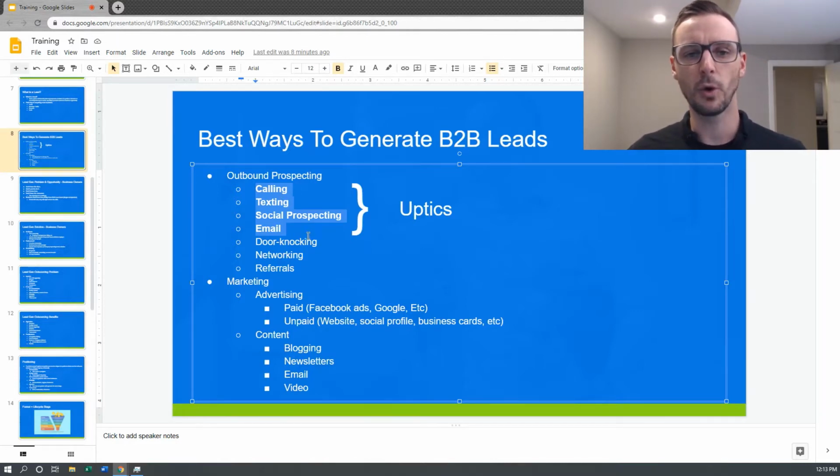So those are the four ways, and these are the best ways if you're on a limited budget and don't have a lot of extra money to go out and hire a bunch of sales people or spend a bunch of money on paid advertising. These are probably your lowest cost solutions to actually implementing some sort of lead generation strategy. So this is what we found to work really the best for outbound prospecting.